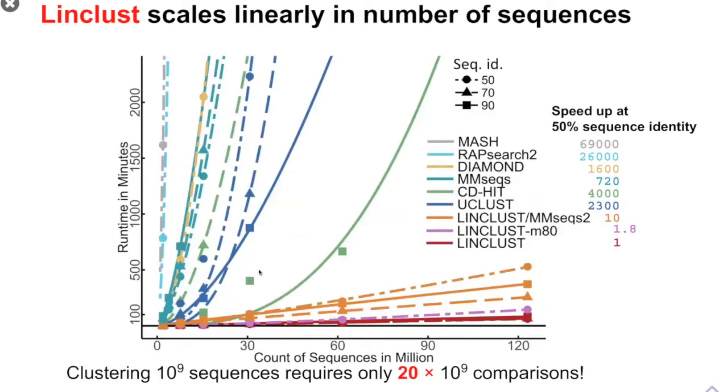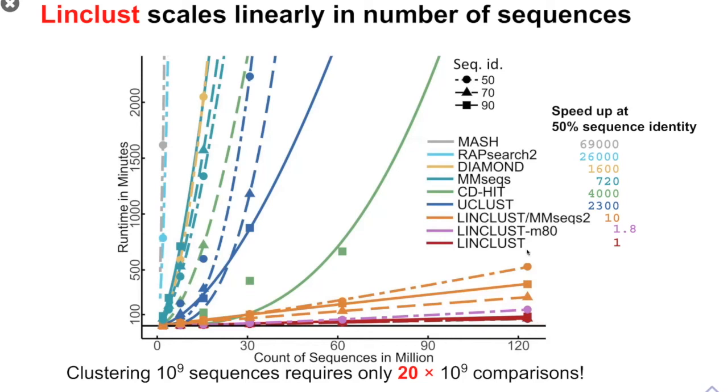Linclust scales linearly with the input size, while most other clustering software, or I think by now still all the other clustering software, scales quadratically with the input size. What you see in this plot is, on the x-axis, the number of sequences in millions that we clustered, and on the y-axis the runtime in minutes. We used MMseqs1, CD-HIT, UCLUST, and then the Linclust workflow with MMseqs2 in multiple flavors, and also MASH. We can see that all of these tools have some quadratic tendency. However, Linclust just scales linearly here.